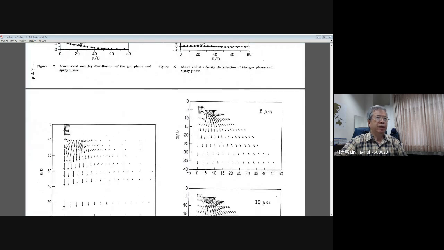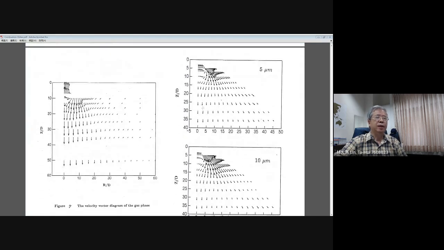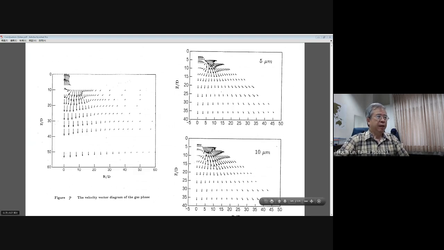The velocity vector distribution for different sizes of droplets, and also for the gasoline droplets or gasoline particles. The first one, figure 7, represents the velocity vector for the gas phase, represented by the kerosene, a tiny particle.